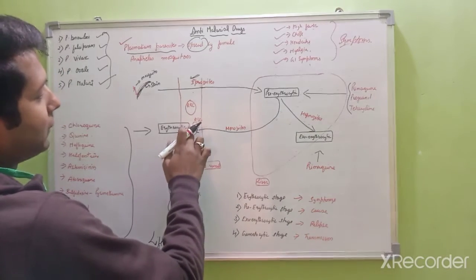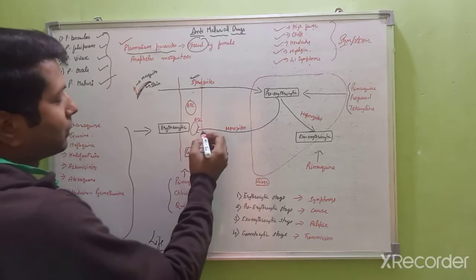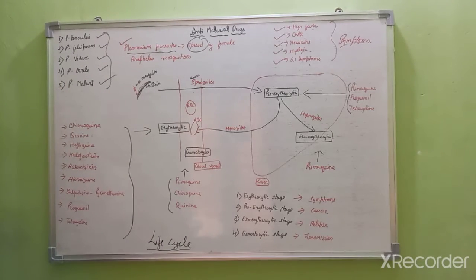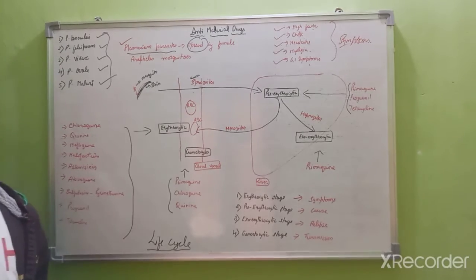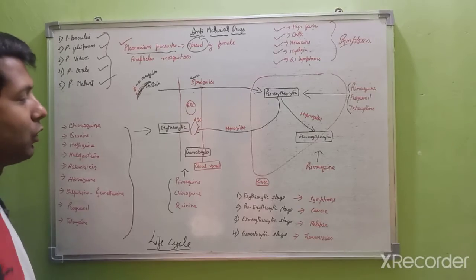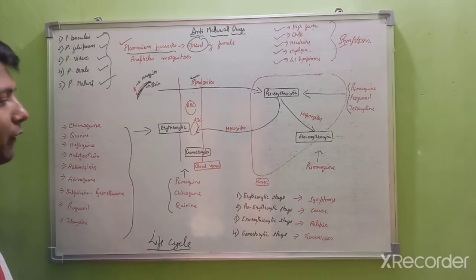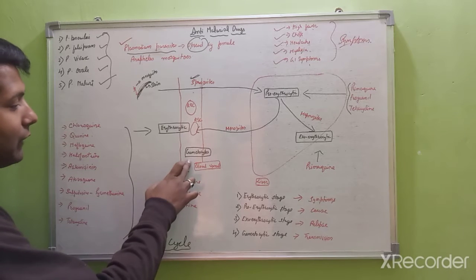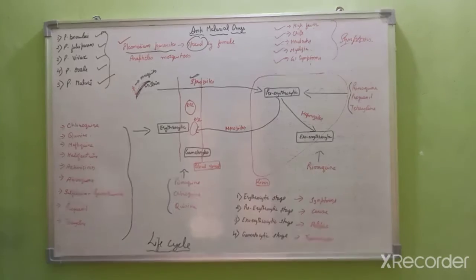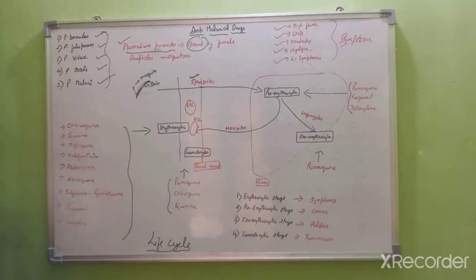So these merozoites come into the RBCs, get matured, and rupture the RBCs. Whenever the RBCs get ruptured, there is an increase in the body temperature. Some of them mature and form trophozoites and then gametes, and these gametes are again taken up by the female mosquito. So this is all about the life cycle of malaria.